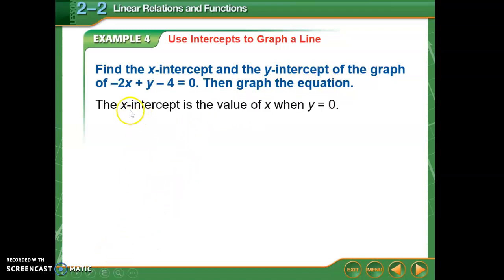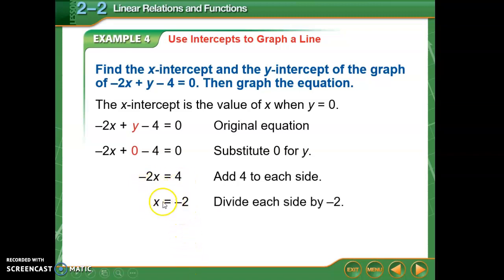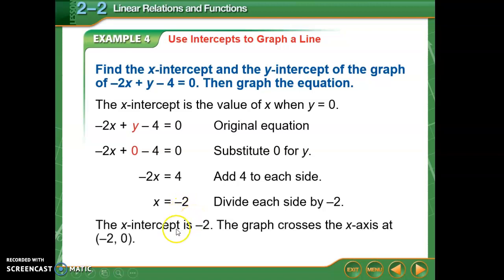So let's find the x-intercept. So to find the x-intercept, set up y equals 0. So negative 2x plus y minus 4 equals 0. Plug in y equals 0. So negative 2x, add 4 both sides, so you get positive 4. Divide by negative 2 both sides, you get your first answer is negative 2. That's your x-intercept. Do the same thing for y. Okay?